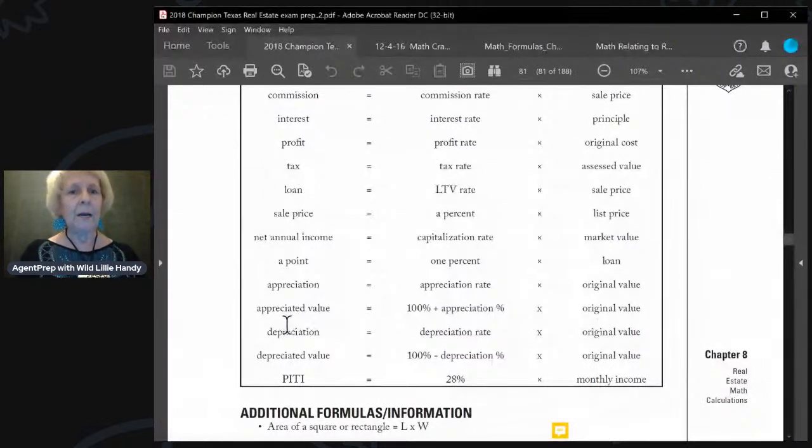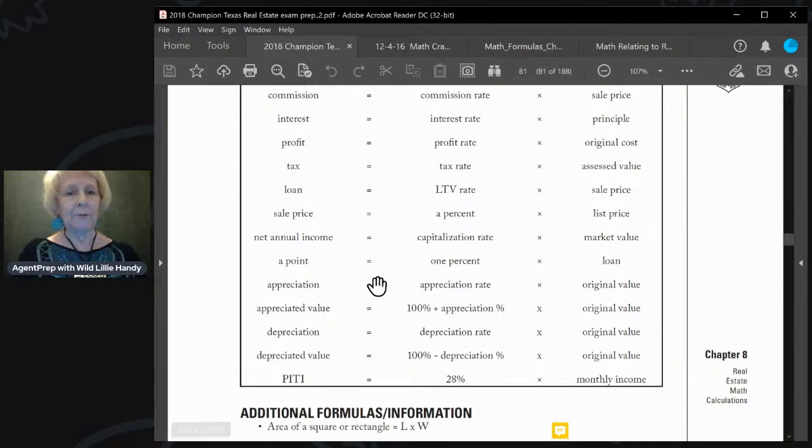And then appreciated value equals 100% plus the appreciation percent. So that's where I said the part equals greater than 100. 100 plus the appreciation value. So let's say it appreciated 3%. It's 103, times the original value. So 1.03 times the original value. So it's more than 100. Depreciation is less than 100. It's the depreciation rate times the original value.